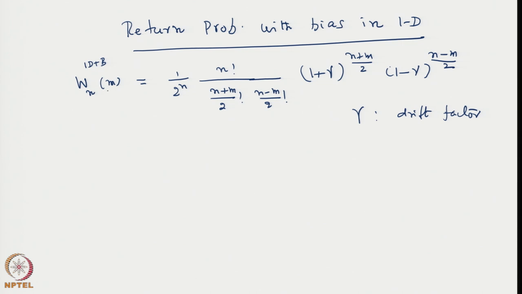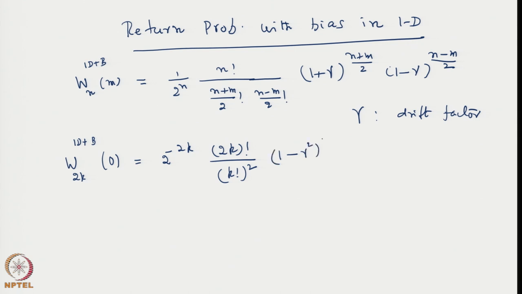So from this we can calculate that at the origin with m equal to 0, and further noting that it can return to origin only in even steps, we can say that W of 2k, instead of n we write an even number, 1D plus bias, probability of return to the origin will be 2 to the power minus 2k, we just put m equal to 0 and n equal to 2k. It's going to be 2k factorial divided by k factorial whole square. Once m equal to 0, it's n by 2 and n by 2, so it's (1 minus gamma square) to the power n by 2, which is k, for all k.